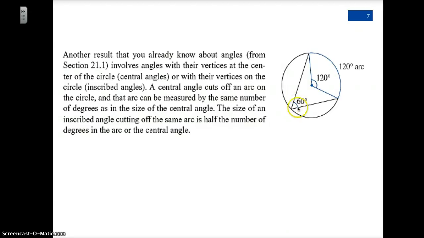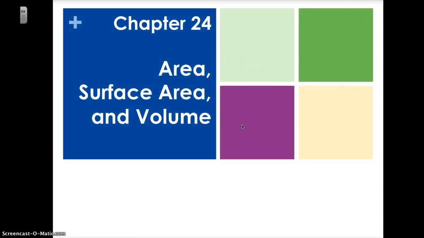For an inscribed angle, the inscribed angle is the angle that is on the circumference of the circle. The inscribed angle is 1/2 of the arc. So you see the arc again, the central angle on that arc is equal to it, and the inscribed angle, the angle that's on the circle, is 1/2 of the arc. So that's it for chapter 23.